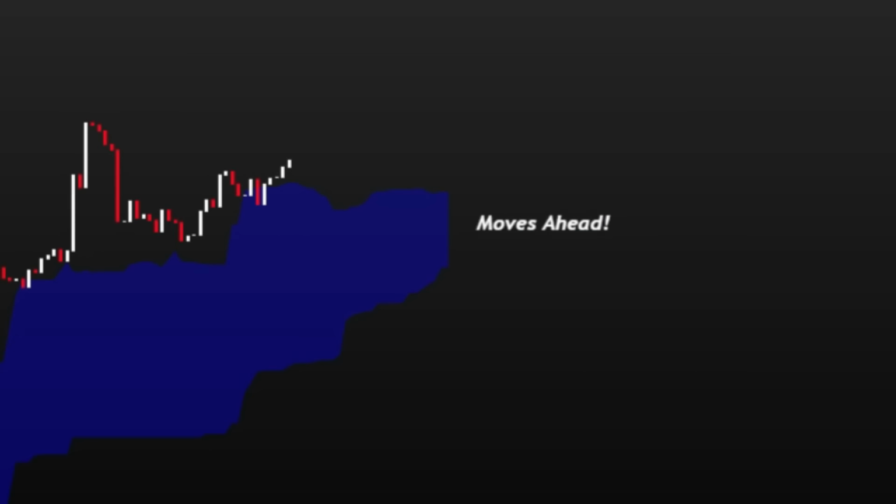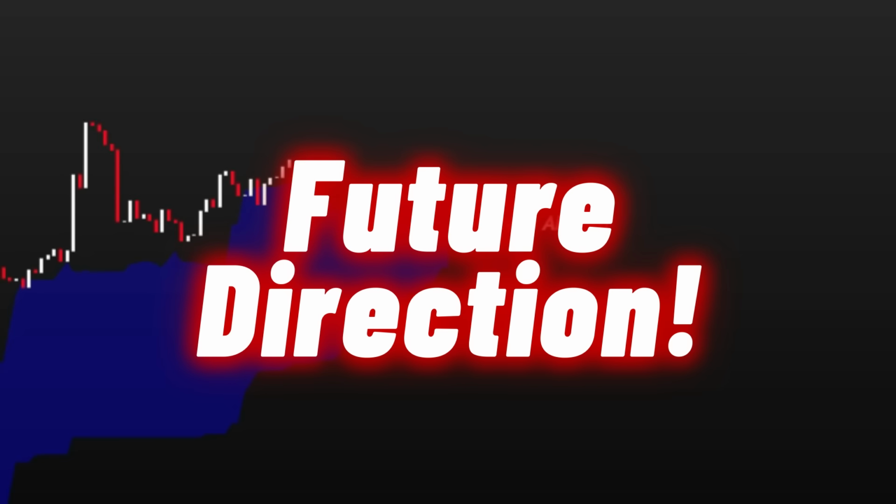One last point, the cloud actually projects ahead of the candles by 26 periods, giving us a future trend indication. In this case, the cloud is blue, signaling that the likely future trend is bullish as well.